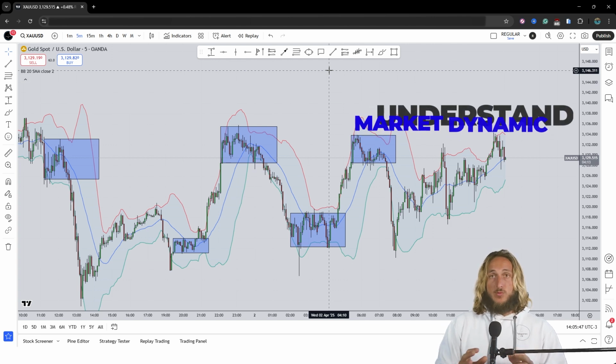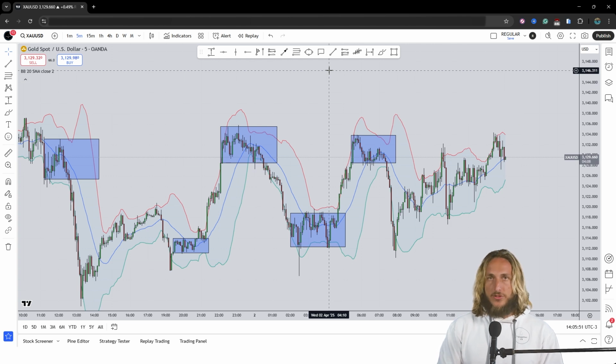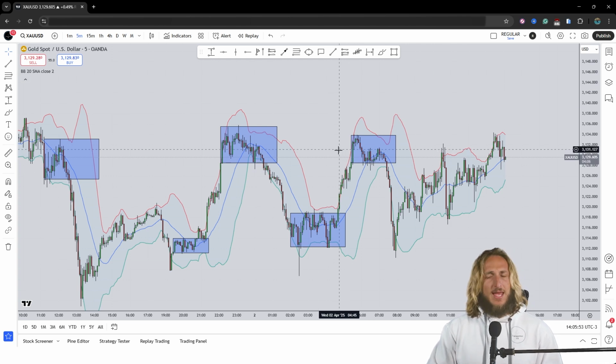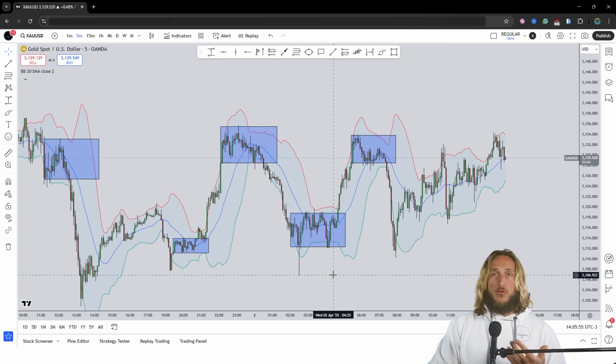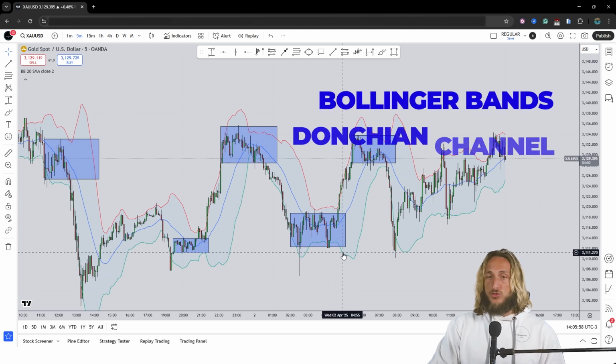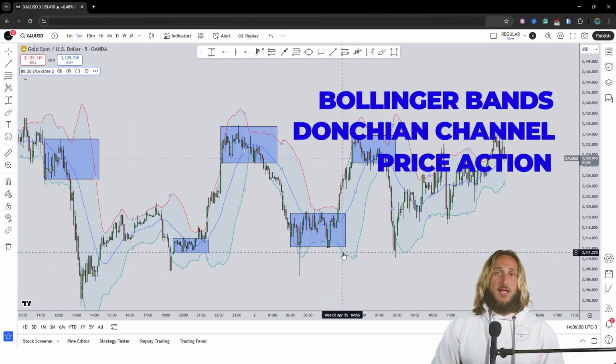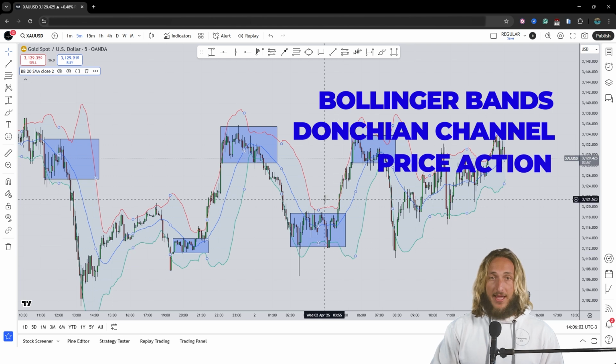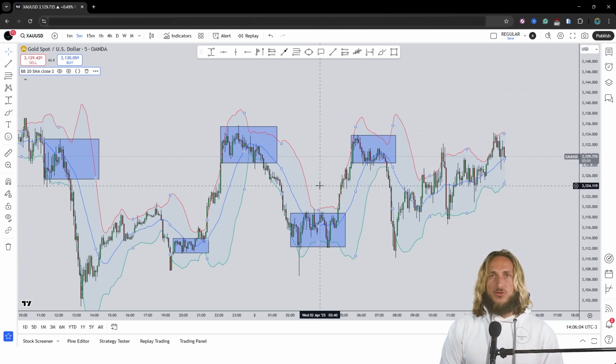But gold, as we have just established, likes to break out. So momentum strategies and breakout strategies are the ones you're looking to implement. It can be a breakout above or below the Bollinger Bands. You can use the Donchian channel. You can use price action, like simply identifying highs and lows and developing strategies around that.